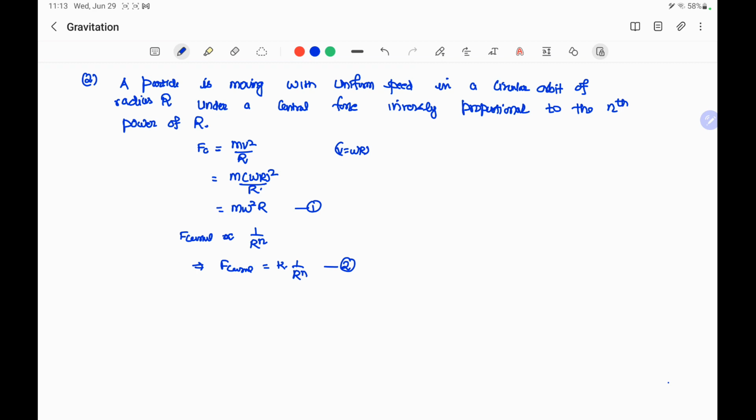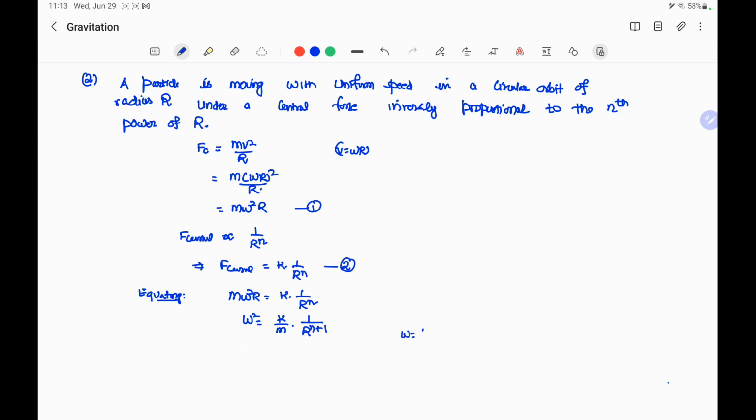So equating equation 1 and 2, because this central force acts as the centripetal force, we will have that m ω² r is equal to k into 1 by r raised to power n, or ω² equal to k by m into 1 by r raised to power n plus 1.